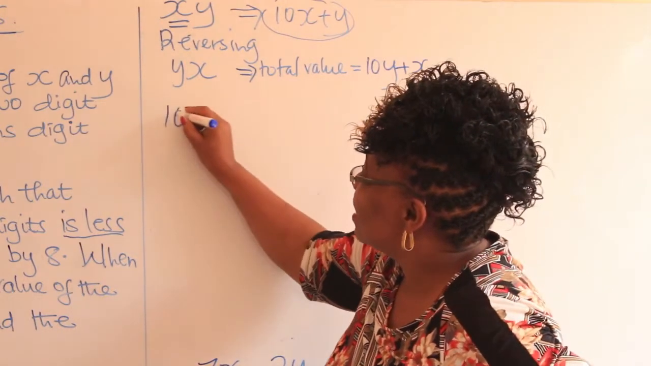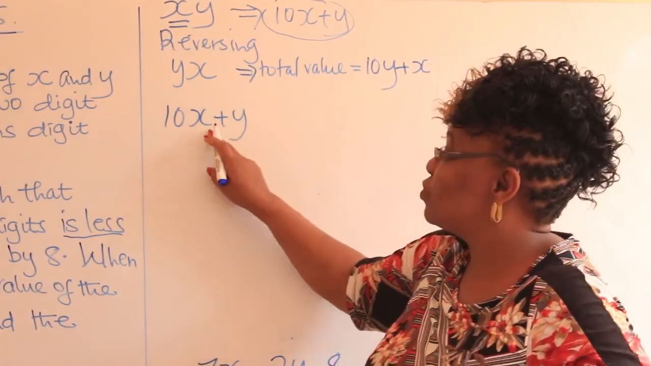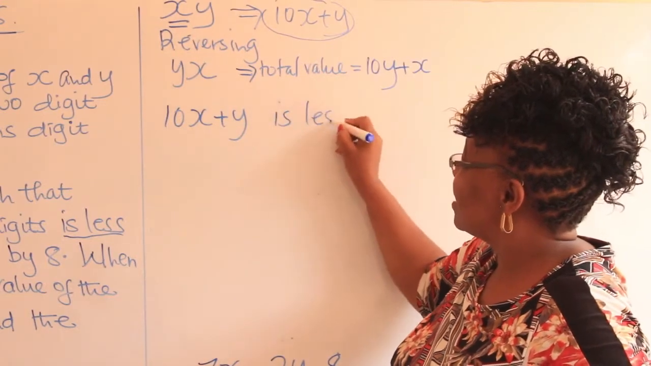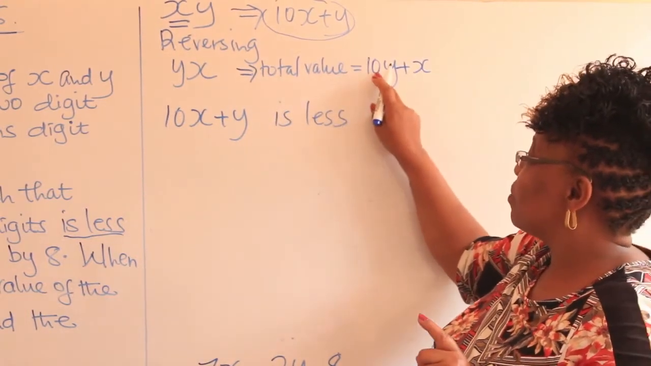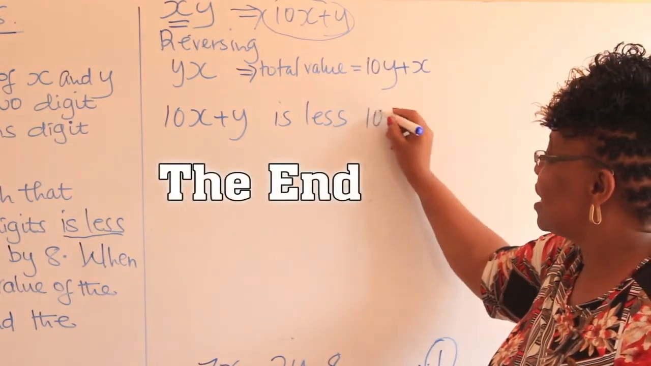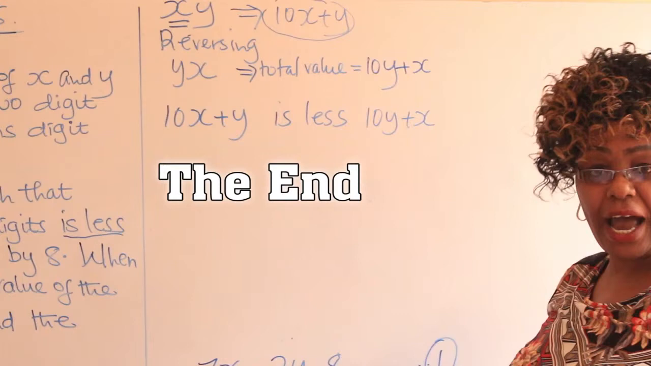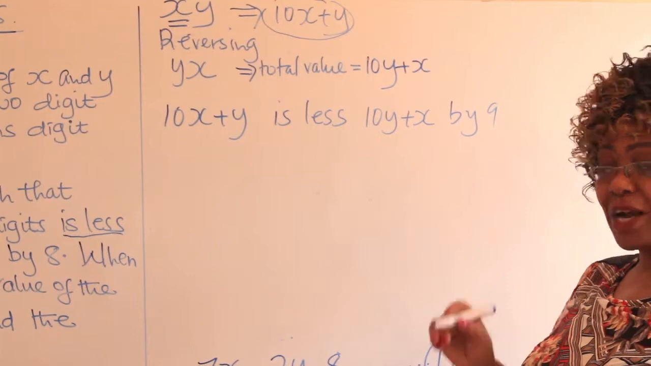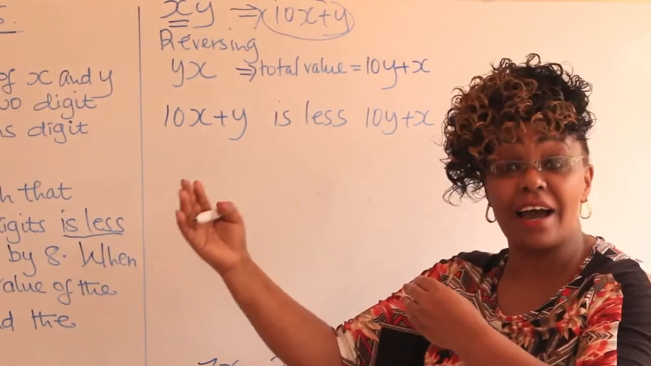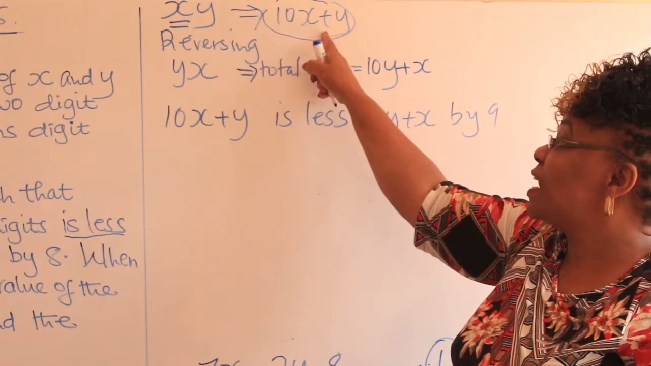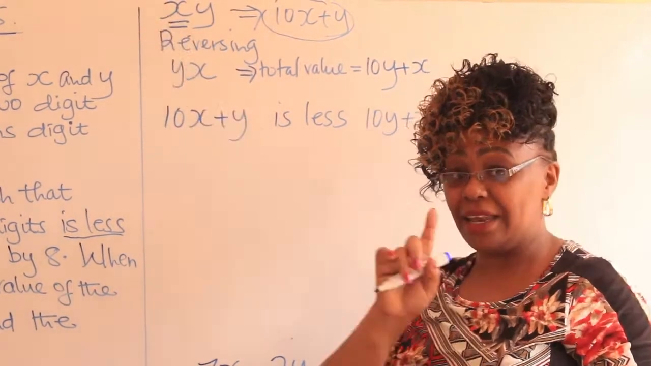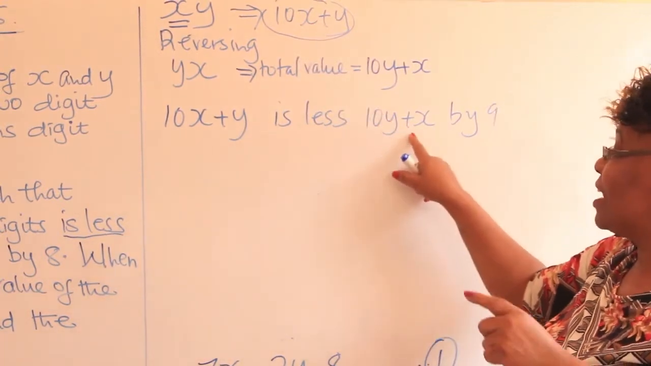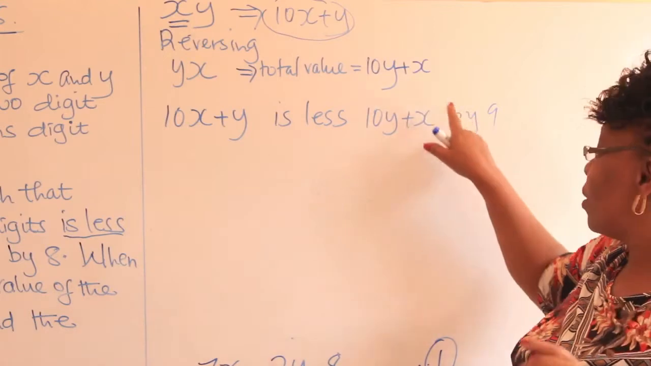So we can say that the original value, the very first one, is therefore less than the value of the number which is formed, 10y plus x, the new number now. By what? By 9. When the digits are reversed, the value of the number increases by 9. So it means this original value is less than the new value by 9.